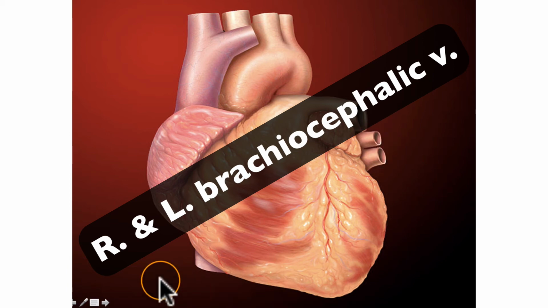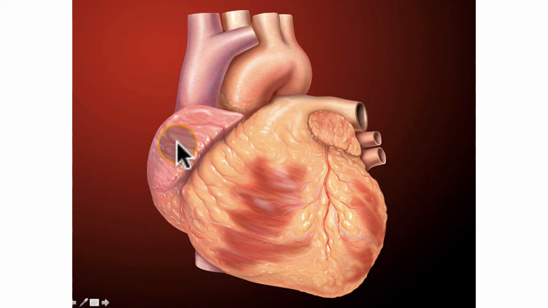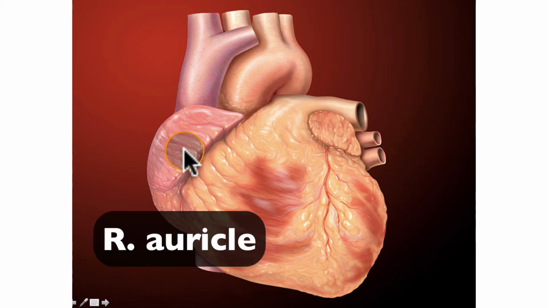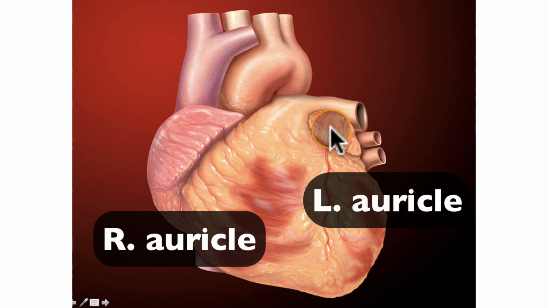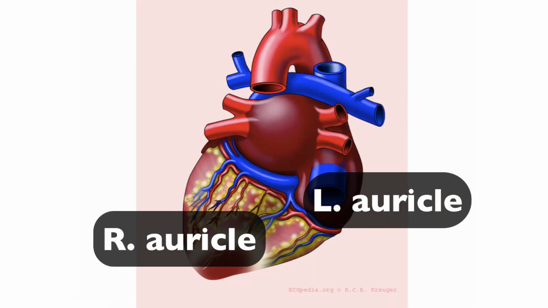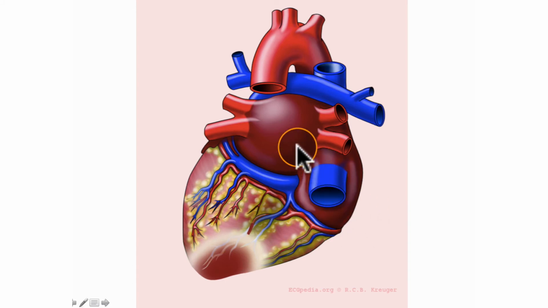This is the right atrium, specifically the auricle of the right atrium. An auricle is just an expanded region of the atria that offers more volume to the atria. This is the auricle of the left atrium. And this is a posterior view of the heart.